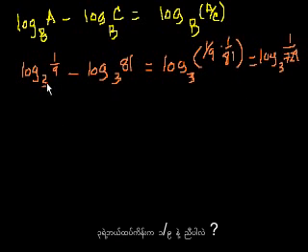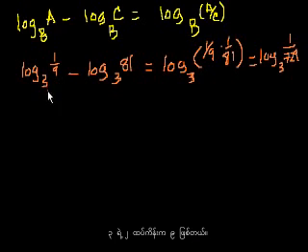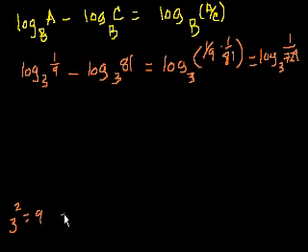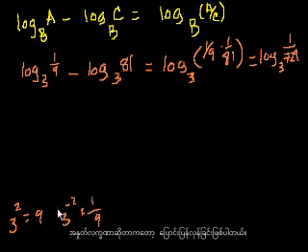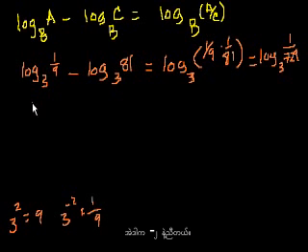So 3 to what power is equal to 1/9? Well, 3 squared is equal to 9, right? So we know that if 3 squared is equal to 9, then 3 to the negative 2 is equal to 1/9, right? The negative just inverts it. So this is equal to negative 2.